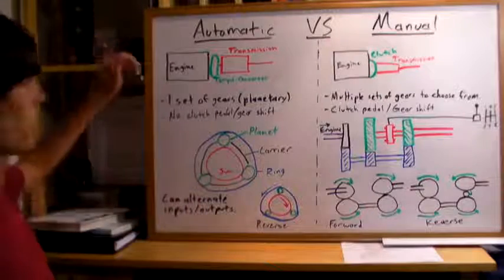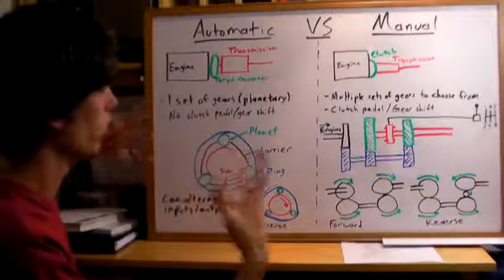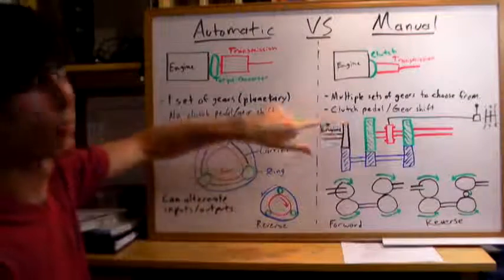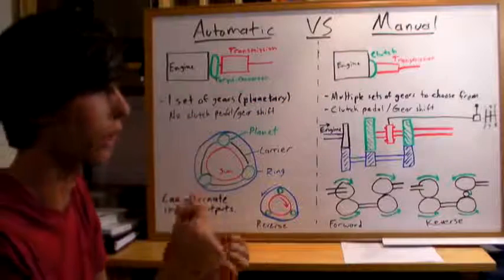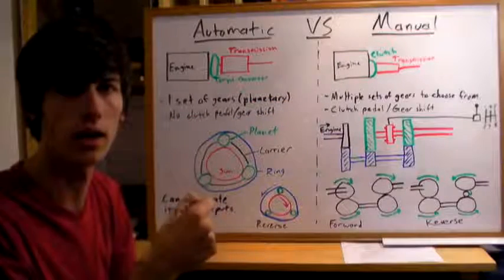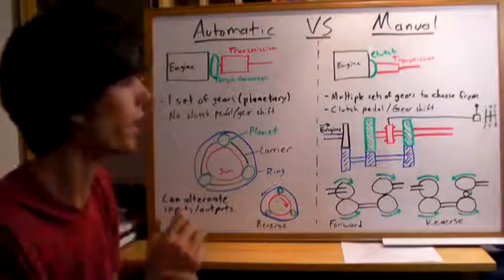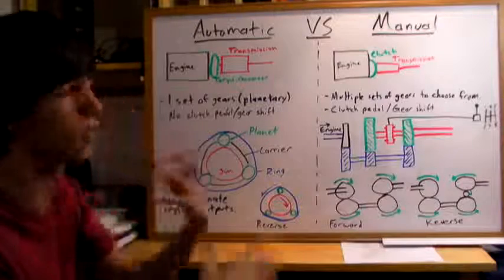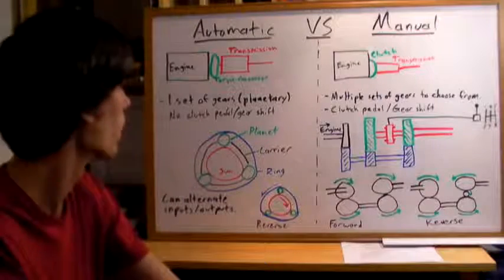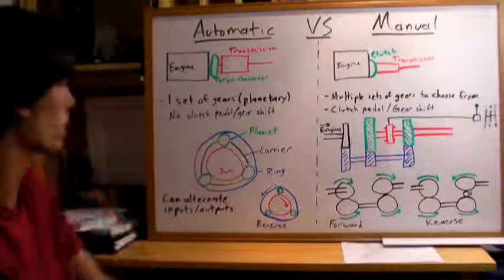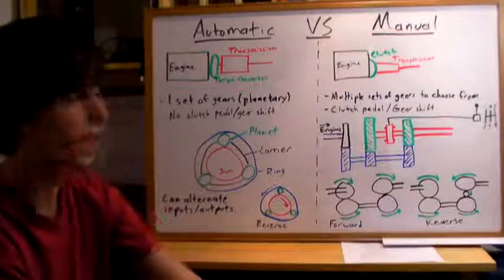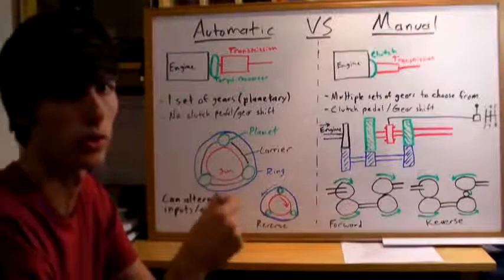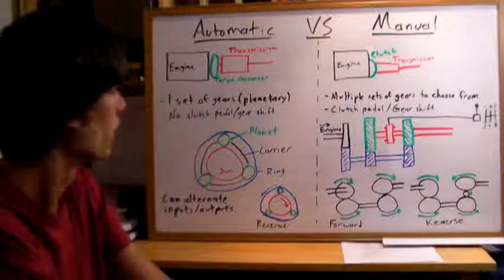So an automatic is going to have one set of gears, or possibly, well, most will have two sets of planetary gears, whereas a manual will have multiple sets of gears to choose from. You'll have a gear shift and a clutch, a third pedal, and you can choose between the different gears. Whereas in an automatic, the car itself will do it for you. Computers will do it based on your engine speed and how fast you're going. So there will not be a clutch, and there will not be a gear shift, so to speak, where you get 1, 2, 3, 4, 5, reverse.